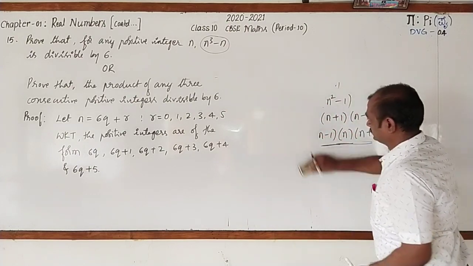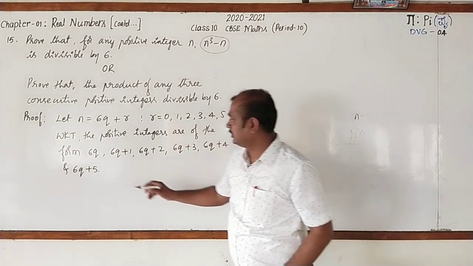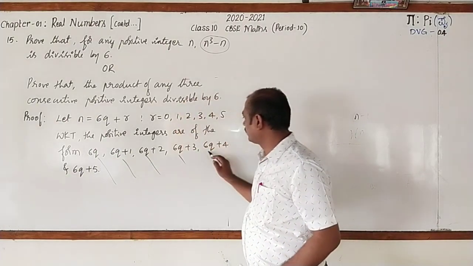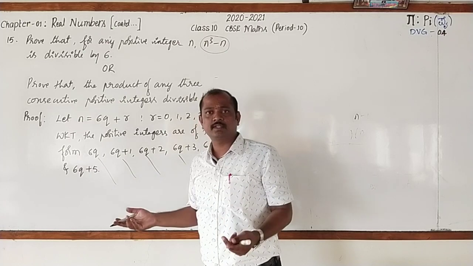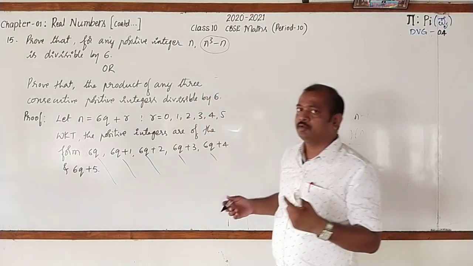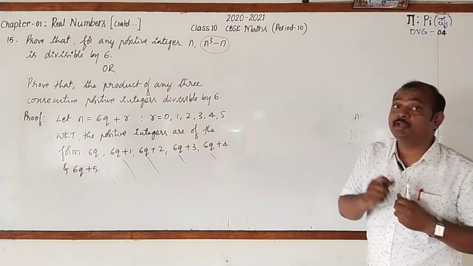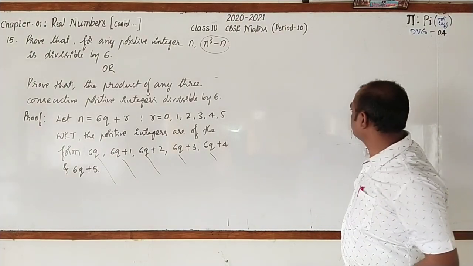Then how many cases do you come across? 1, 2, 3, 4, 5 and 6. Do you consider all 6 cases? Is it necessary? What do you say? Yes or no? Not necessary, right? Then how many cases should be taken? Now I am going to give you the justification for that.